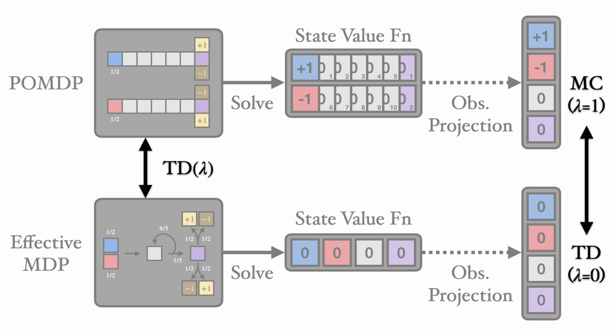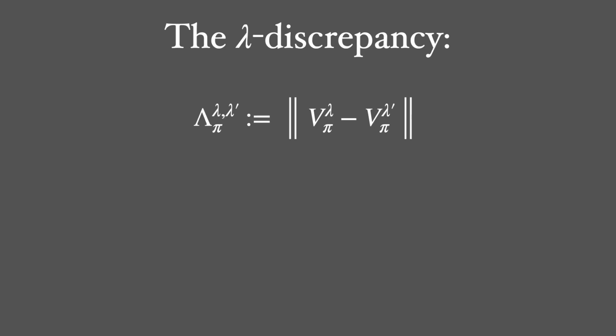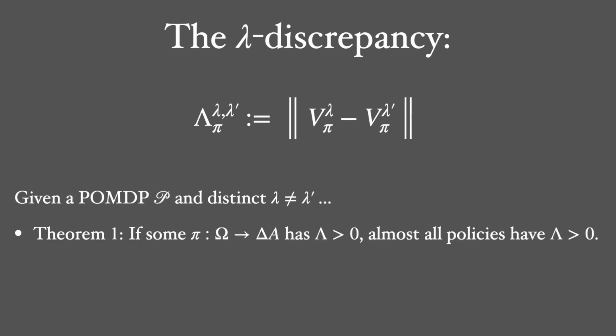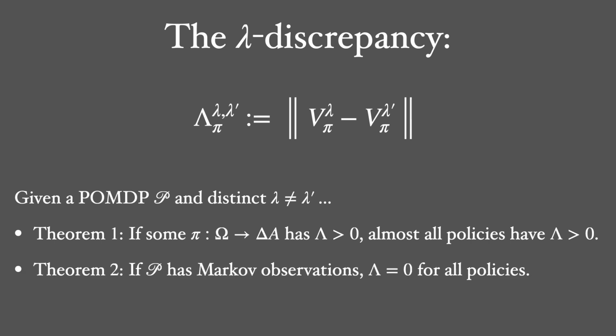And since these computations produce different value estimates, we can actually use the difference between them as a signal of partial observability. We call this metric the Lambda discrepancy. And it turns out that this metric is actually quite reliable. If some policy has a Lambda discrepancy above 0, almost all policies have a Lambda discrepancy above 0. Additionally, if a POMDP has Markov observations, the Lambda discrepancy is 0 for all policies.